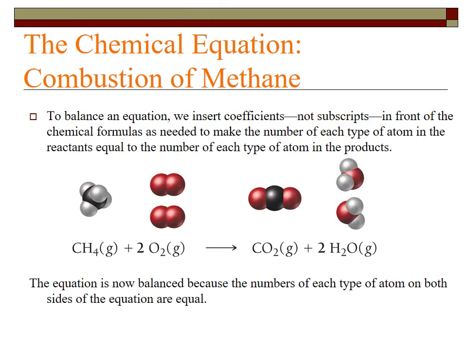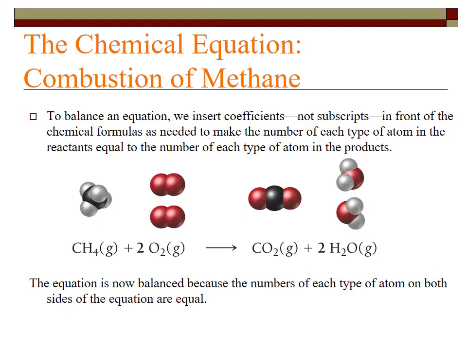To balance the equation, we must insert coefficients, not subscripts. Okay, so this is key. Underline this. Not subscripts. You don't want to change the subscripts. You change the subscripts, you change the chemical formulas. So you change the coefficients in front of the chemical formulas as needed to make the number of each type of atom in the reactants equal the number of each type of atom in the products. Look at our equation. I did not change any of the subscripts, I only changed the coefficients.